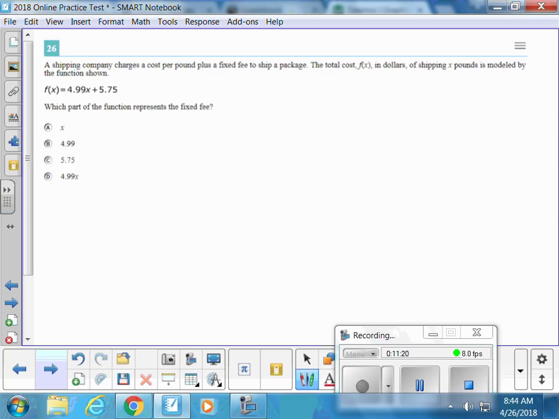Which part of the function represents the fixed fee? That'd be your y-intercept, the 5.75. I'm going with C on number 26.